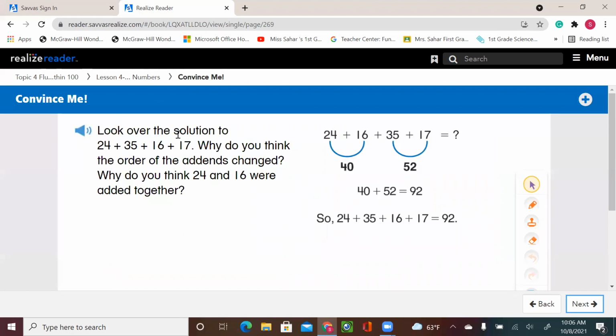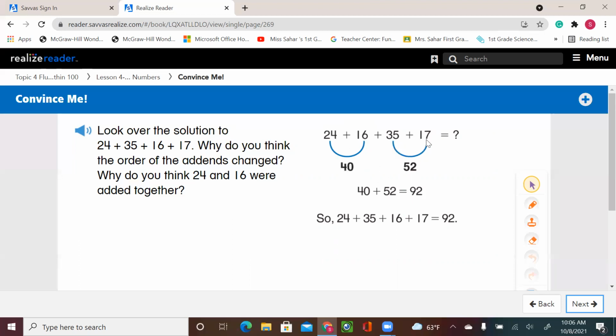Okay, look over the solution. 24 plus 35 plus 16 plus 17. Why do you think the order of the addends changed? Why do you think 24 and 16 were added together? So if we look at this one, we see that 24 and 16 were added together because we can make 10. You make it easy for yourself when you make sure that you have 10 or you have 0. So 24 and 16 equal 40.